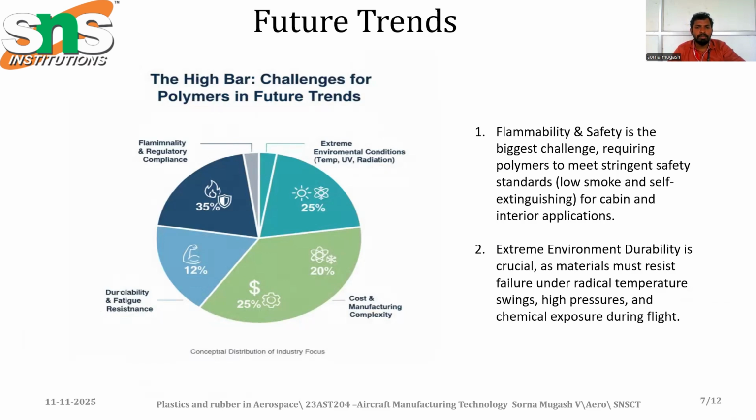So, flammability is a major concern, where interior materials must pass strict tests for low smoke and toxicity. Durability in extreme environments, such as very high or low temperatures, pressure variations, and exposure to aircraft fluids, is another challenge. Internal damage in polymer composites, such as delamination, can be invisible, making inspection more difficult compared to metals. These challenges push engineers to constantly innovate for safer and more reliable materials.